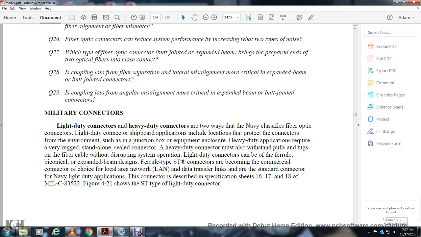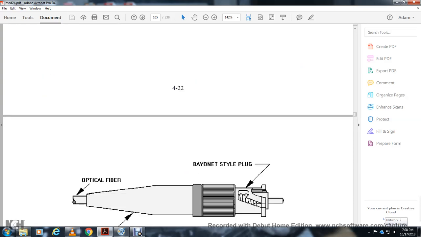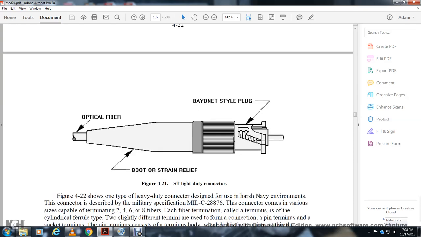Ferrule ST connectors have become the commercial connector of choice for local area networks, for transfer links and standard connectors. Navy light duty application connectors are described in specifications MIL-C-83522. Figure 4.21 shows the ST type light duty connector: optical fiber, band style, plug and boot and strain relief.